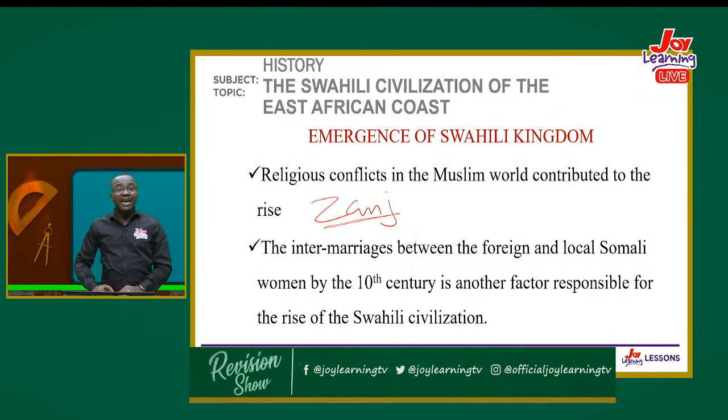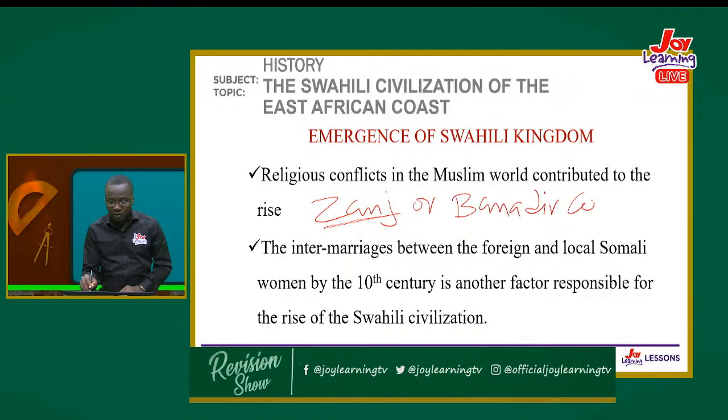Now, when the traders came to settle around the Zanj, or sometimes they refer to it as the Banadir coast, the Arabs refer to the Somali coast as the Banadir coast. As these traders from Persia, from Saudi Arabia, as well as from China, from India, and to some extent even Indonesia, came to settle in this area, we are told that they intermarried with the local Somali women.